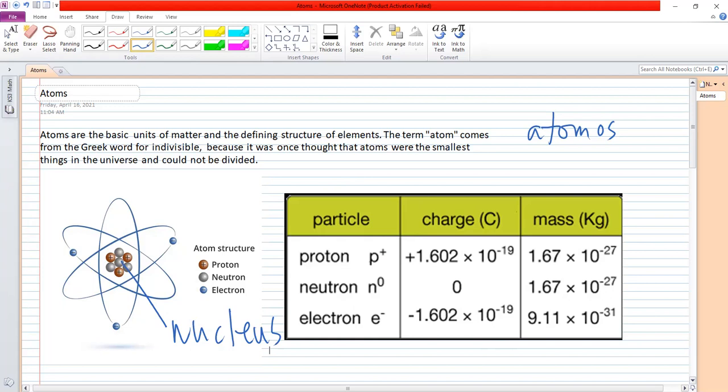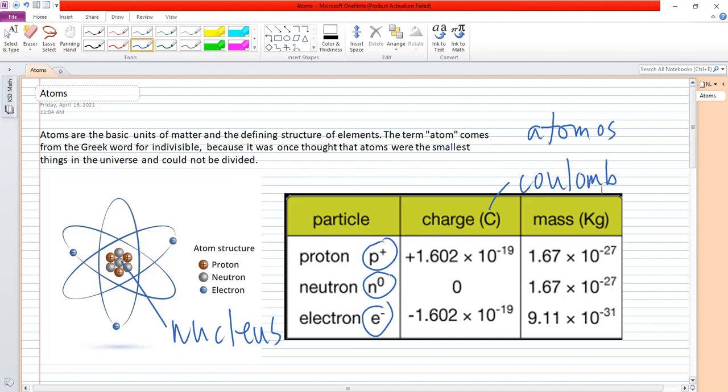For the entire duration of the class, we will be using P, this symbol, for proton, and for neutron we will be using this symbol, and for electron this symbol. Okay. Now, on the next column, we have the charge. Okay. Now, C here stands for coulomb. Okay. Now, coulomb is a unit for charge.